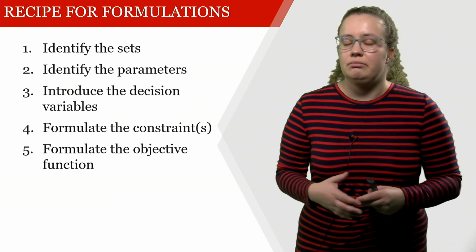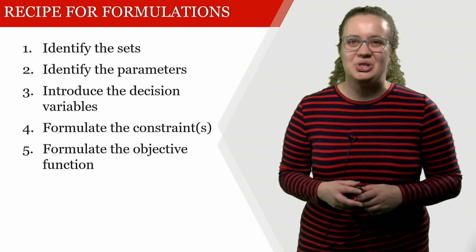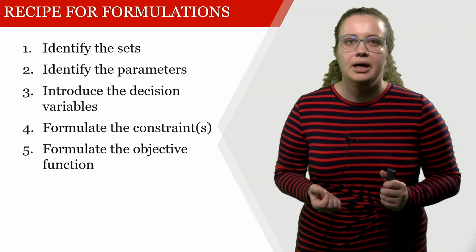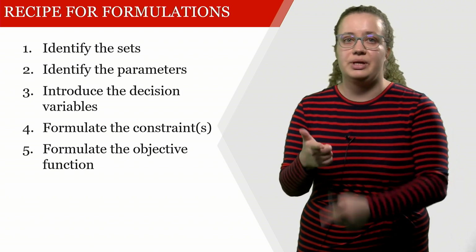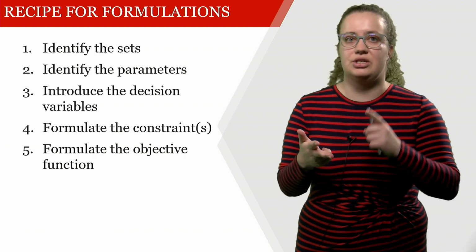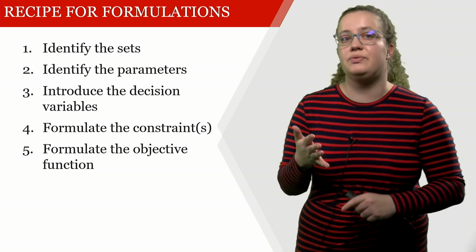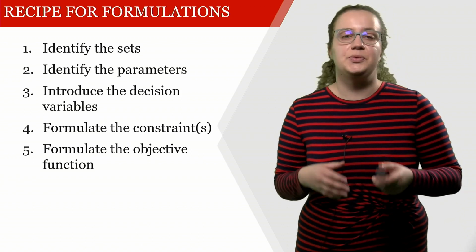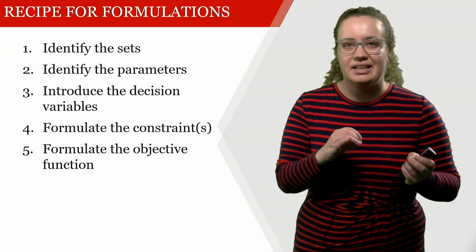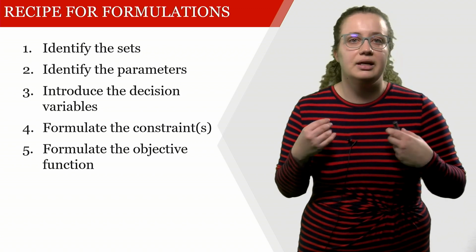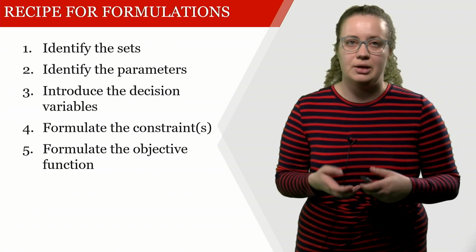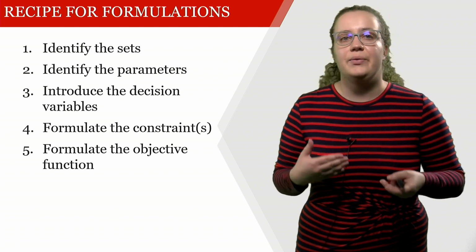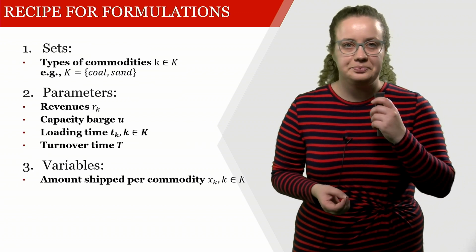So what we're always doing if we see a mixed integer linear program or a linear program is we identify the sets, we identify the parameters, we introduce the decision variables, we formulate the constraints, and we formulate the objective function. What we're doing in this case here is we're just slightly adapting. So we're reusing the linear program that we developed in a previous web lecture, and now we're just going to tweak it a little bit.